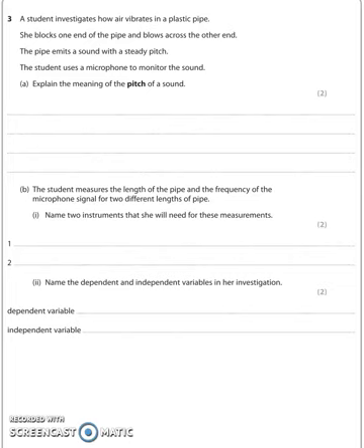This is June 2016, paper 2. This is question number 3. We've got a student investigating how air vibrates in a plastic pipe. She blocks one end of the pipe and blows across the other end.